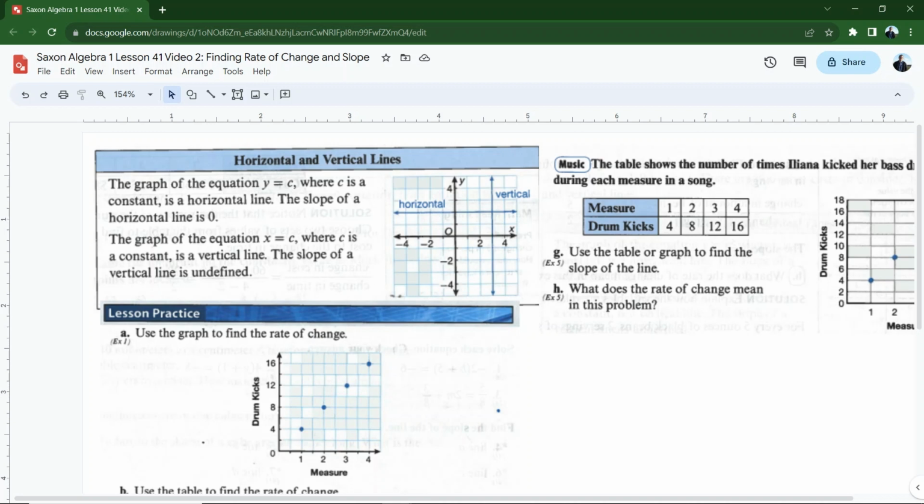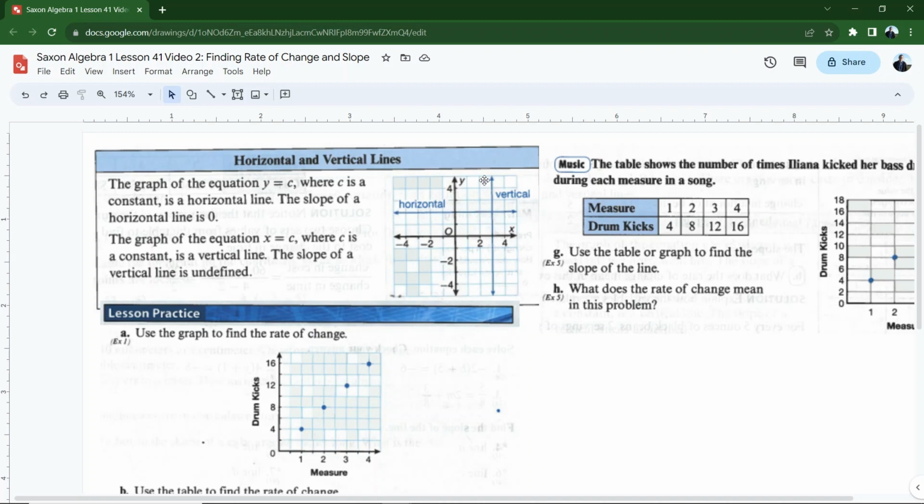If the slope is 0, we're going to get an equation that looks like this for a horizontal line. Y equals whatever the constant number is. Because this graph, it doesn't matter what the x is, it's constantly at the same value. In this case, this horizontal line is constantly at 2.